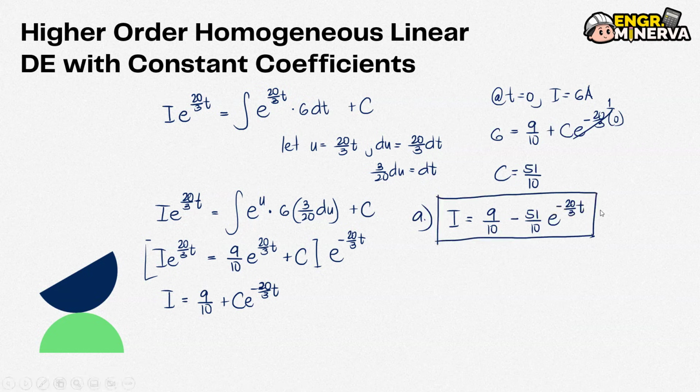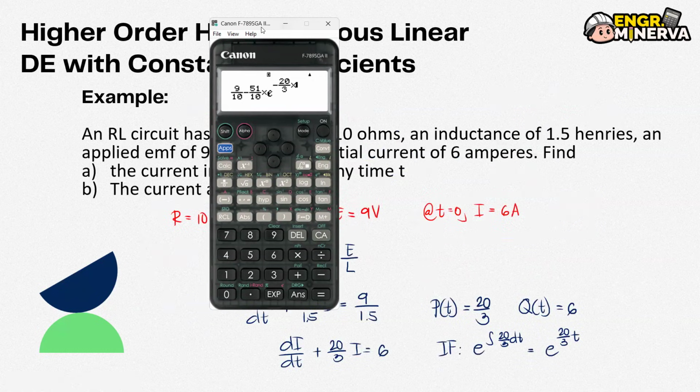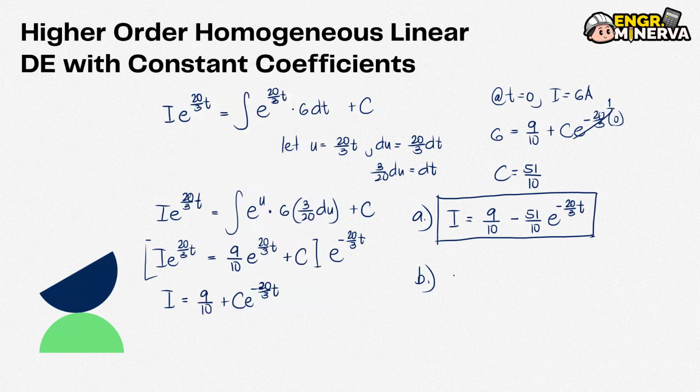So the current after 3 seconds. So after 3 seconds, just substitute 3 to our equation. That would be 9 over 10 minus 51 over 10 times e raised to negative 20 over 3 t, which is how many seconds? 3 seconds. So our answer is 0.9 amperes. That is our answer. You just substitute time equals 3 seconds.